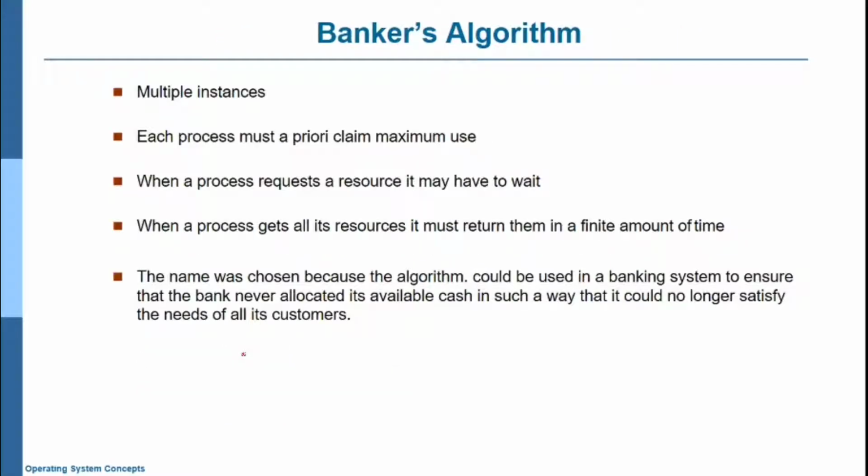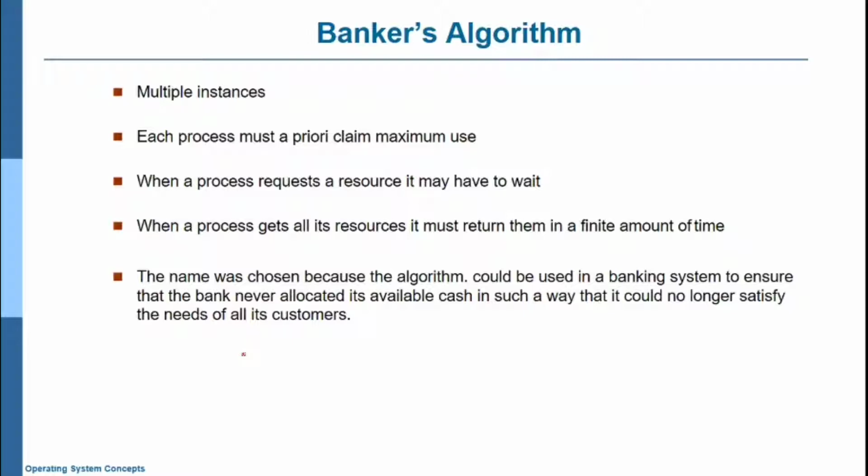So in the last video session, we saw the resource allocation graph for allocating resources to processes. That is applicable only if the resources have only one instance. If there are multiple instances, then it is not used, so we go for the Banker's algorithm. The Banker's algorithm is used for multiple instances of resources.